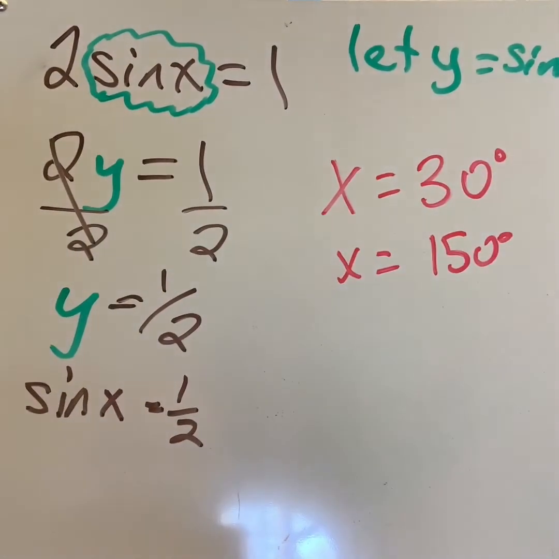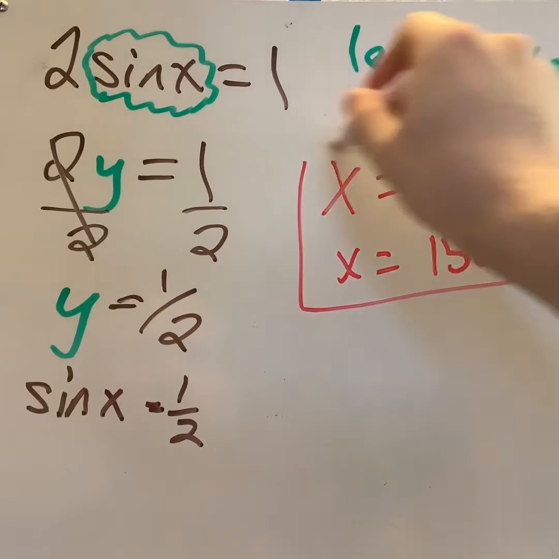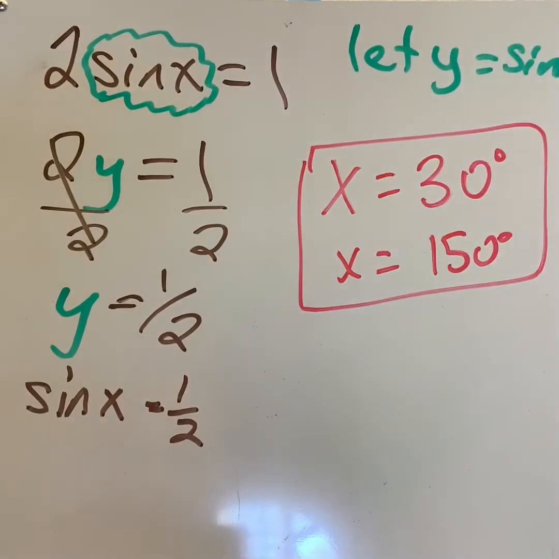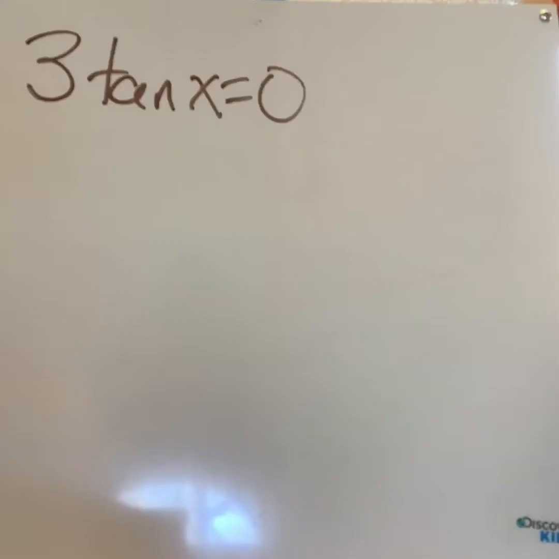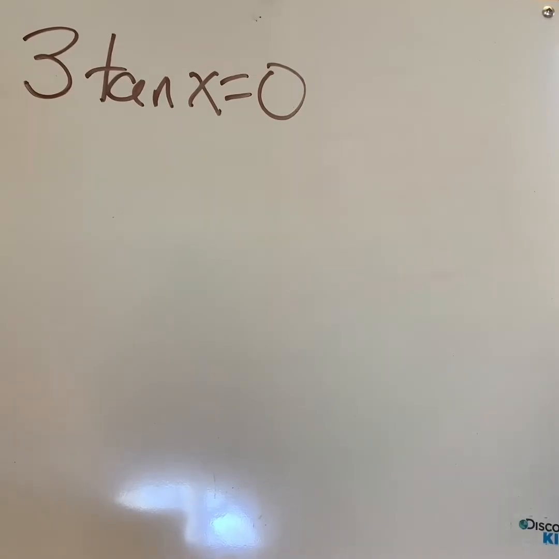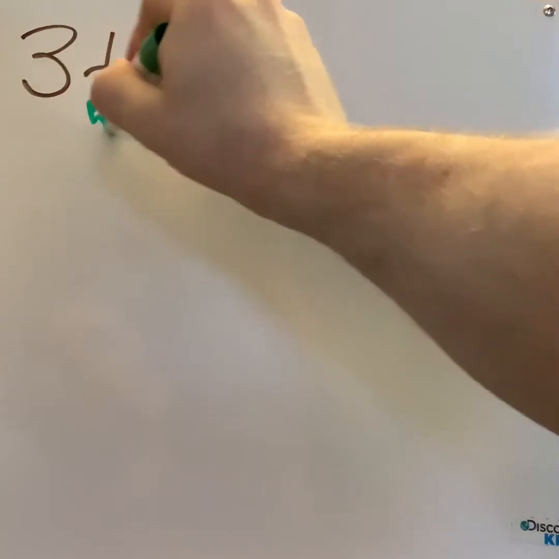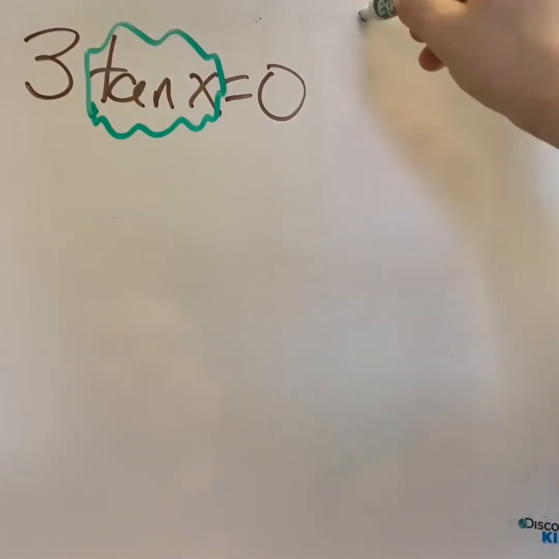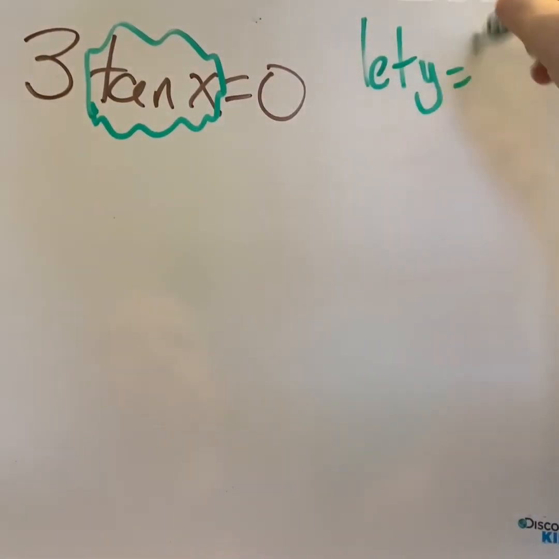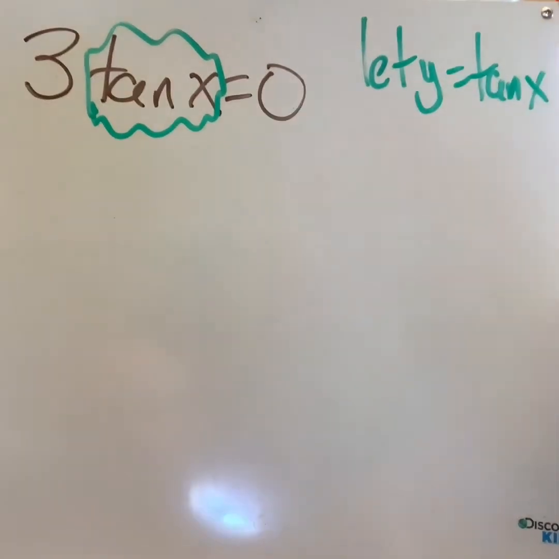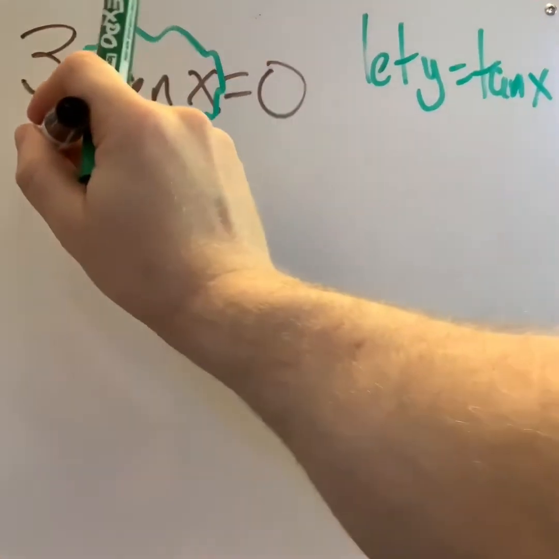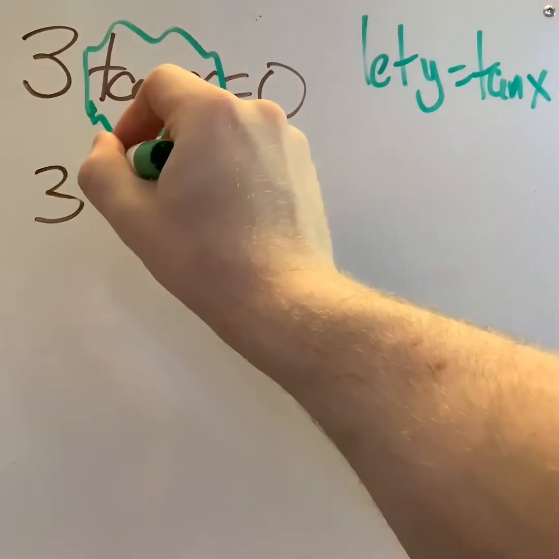Okay, that's the way I like to do it. I think you'll find it easier that way as well. So let me erase this and rewrite the second problem. The second problem said 3 times the tangent of x is equal to 0. But just as before, we're going to let y be equal to the tangent of x. Again, this is not a mandatory step. It's just to help you solve it, because it turns this funky-looking trig problem into just a regular linear algebra problem.